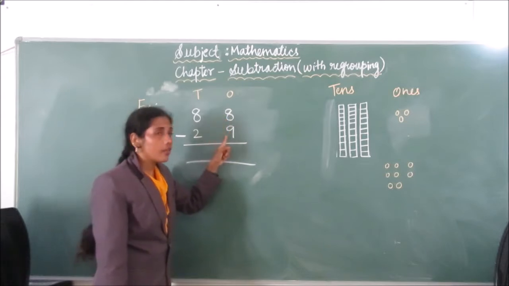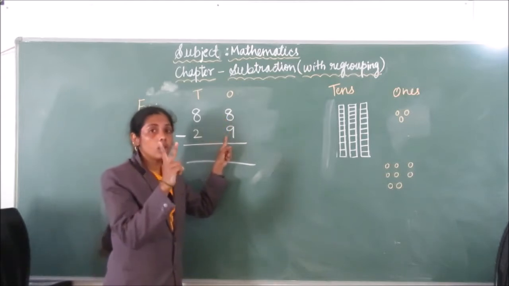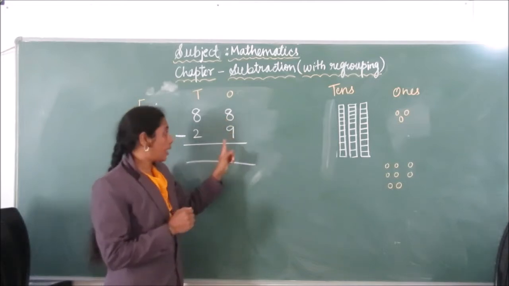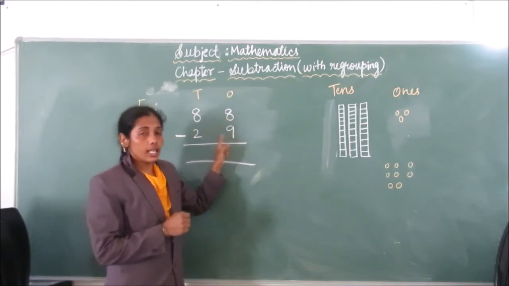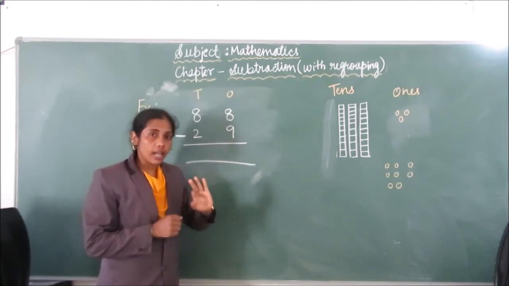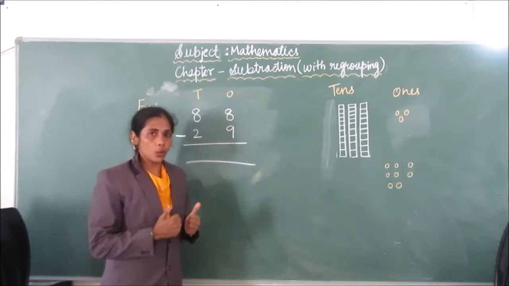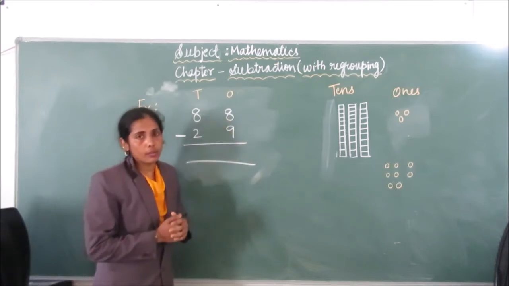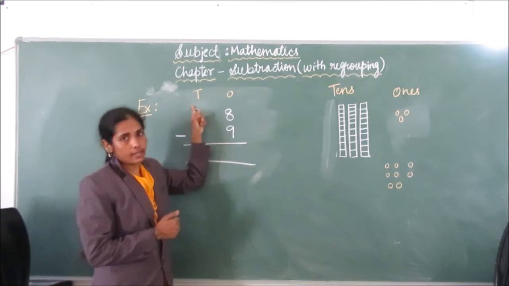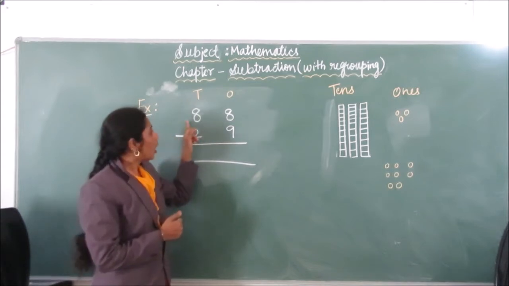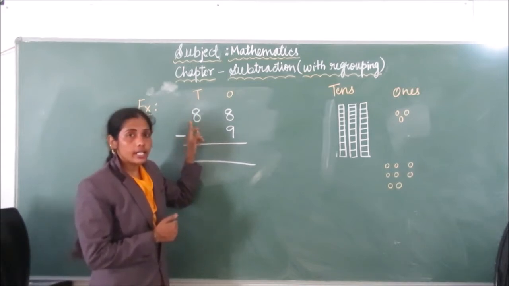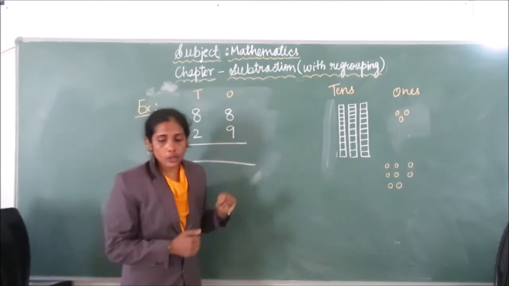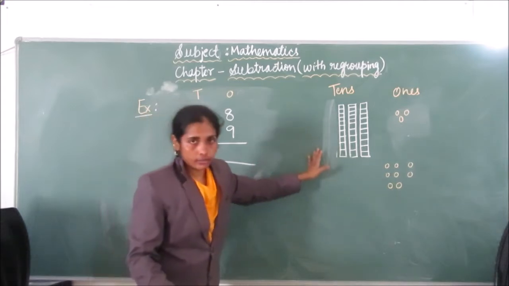How many ones? 8 ones. How many ones? 9 ones. There are two different numbers, 8 and 9. Which is the bigger number? 9 is the bigger number. Now tell me, is it possible to subtract 9 from 8? No. So in this case we have to take a borrow from the tens place. How many tens are there? 8 tens.